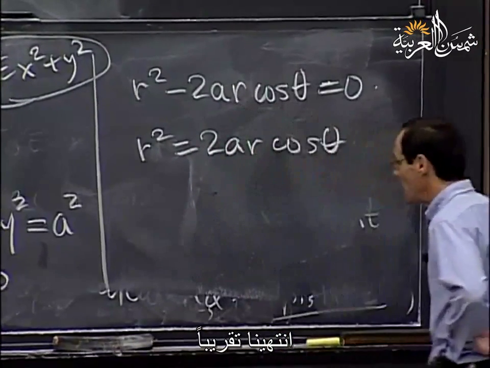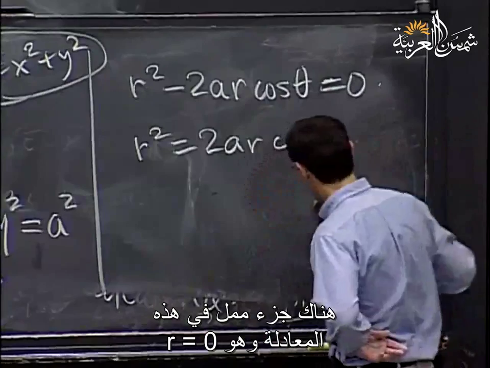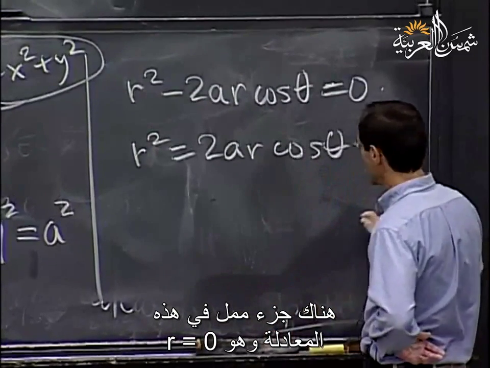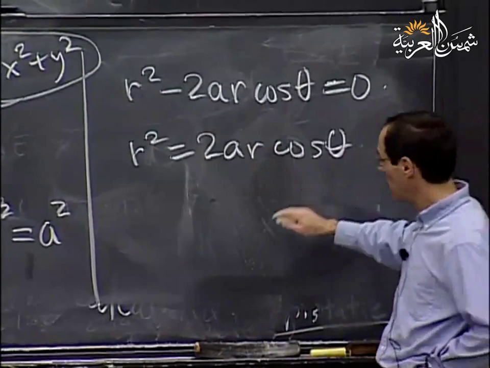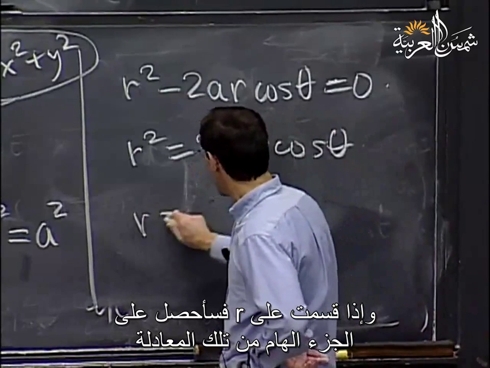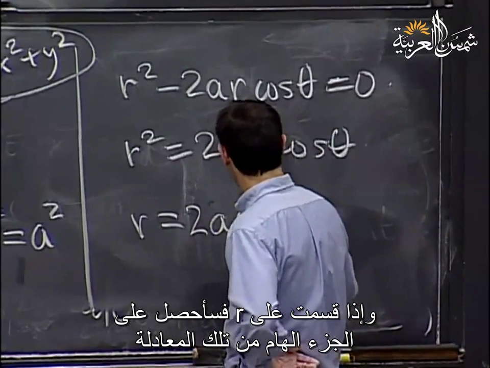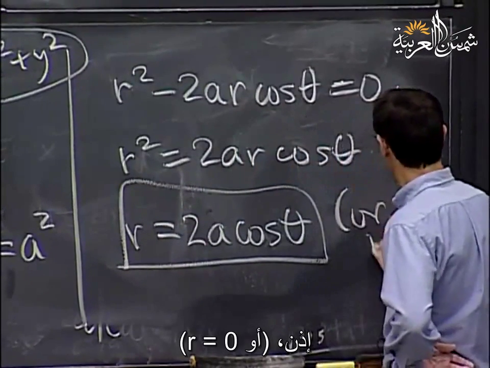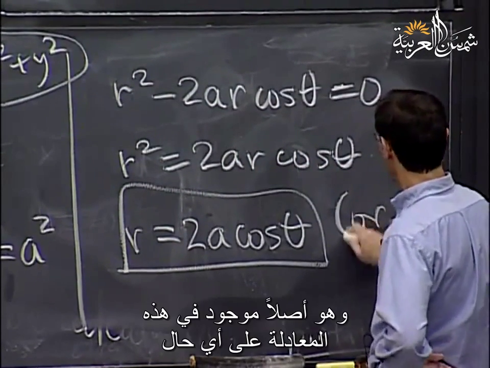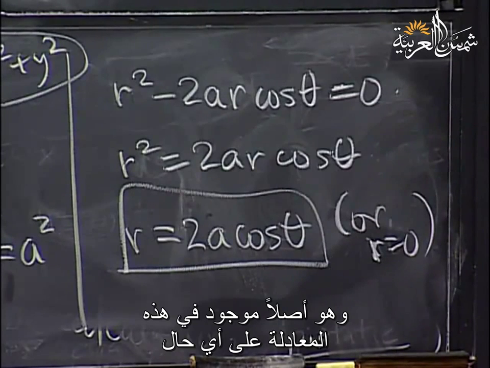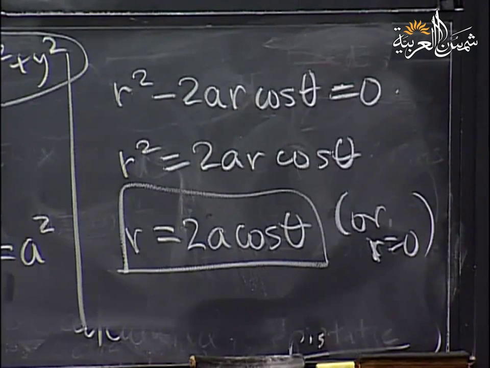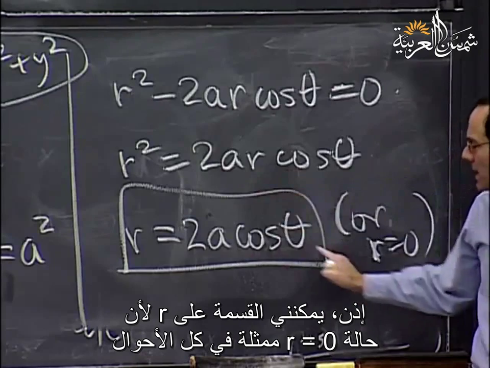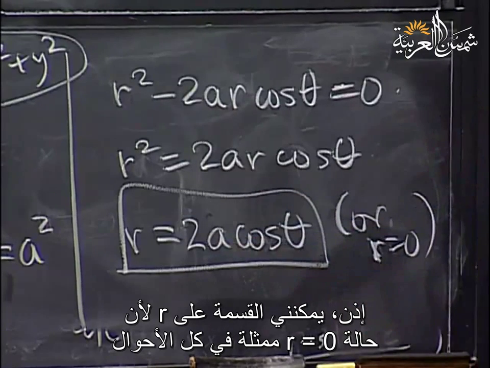And we're almost done. There's a boring part of this equation, which is r equals 0. And then there's, if I divide by r, the interesting part of the equation, which is this. So this is, or r equals 0, which is already included in that equation anyway. All right, so I'm allowed to divide by r because the case r equals 0 is represented anyway.